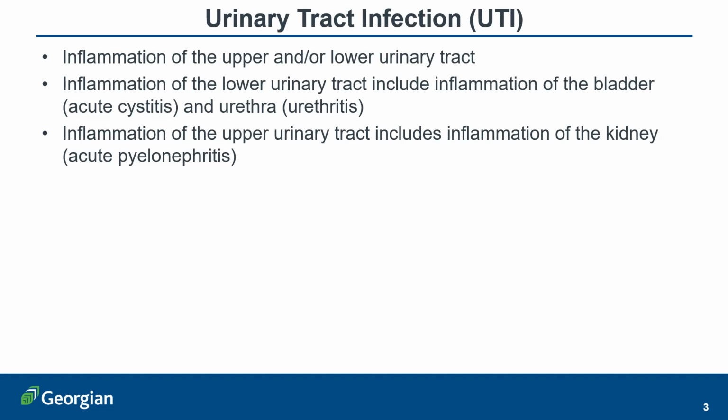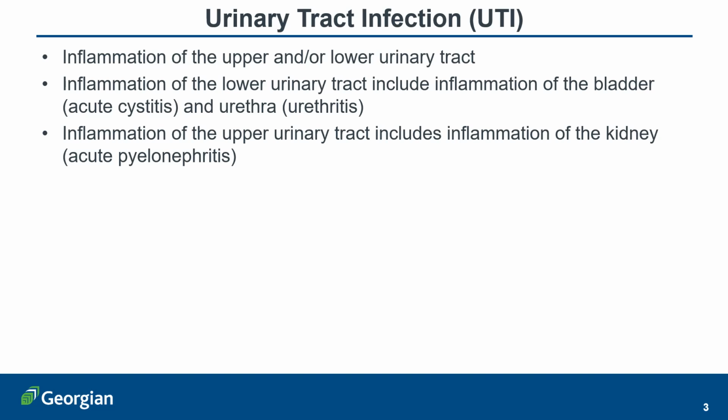UTIs, or urinary tract infections, is the infection and inflammation anywhere along the urinary tract. It could be the upper and or lower urinary tract. The inflammation of the lower urinary tract includes the inflammation of the bladder, which we will term acute cystitis, and the urethra, which will be termed urethritis. Inflammation of the upper urinary tract includes the inflammation of the kidneys, which is termed acute pyelonephritis. So if you say a UTI, it could really be an inflammation and infection anywhere along the urinary tract. But in order to distinguish between the two, there's the upper UTI and the lower UTI. And then we get to the specific structures within the upper and lower urinary tract.